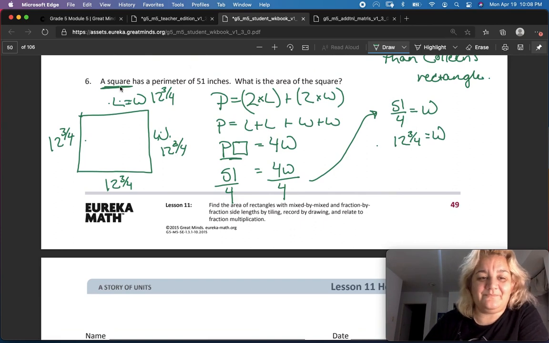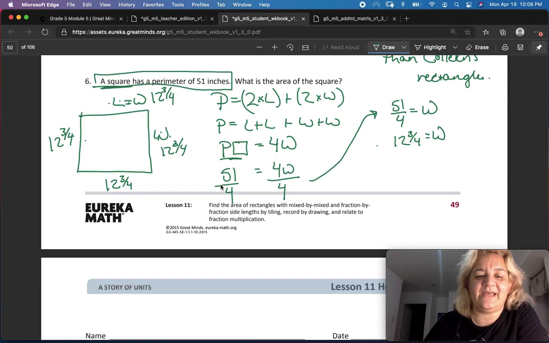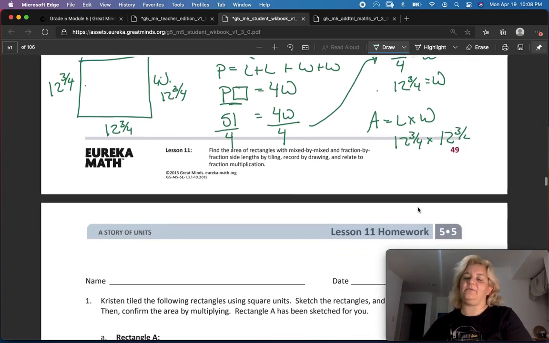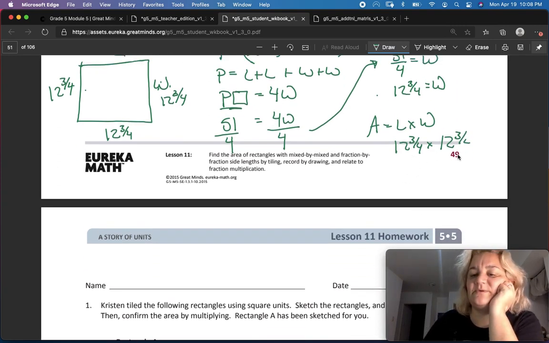Okay, now that I know what each side equals, because they only gave us the perimeter and we had to figure out what each side was, so we divided this by 4. What is the area of the square? Now we have to do area equals length times width, okay? And the length and the width are the same, so it's 12 3/4 times 12 3/4. And we have 2 chances here. We can do our distributive property, or we can do our improper fraction. So let's go ahead and do improper fraction.